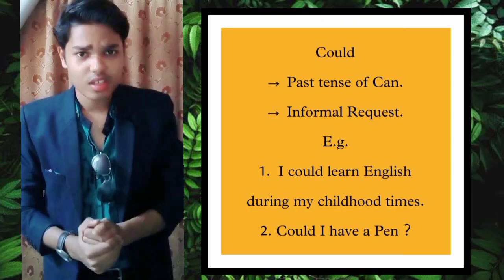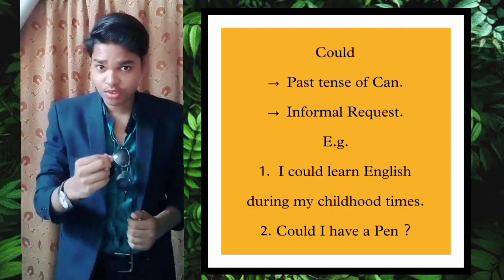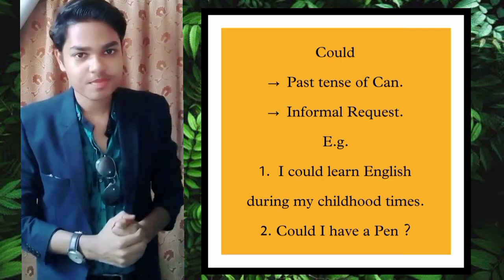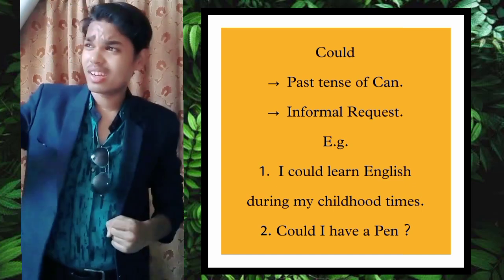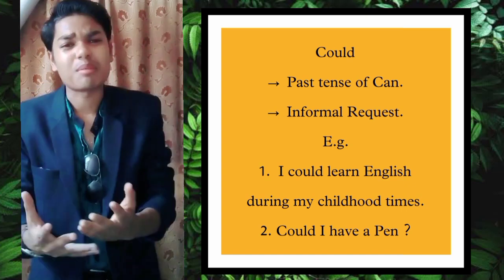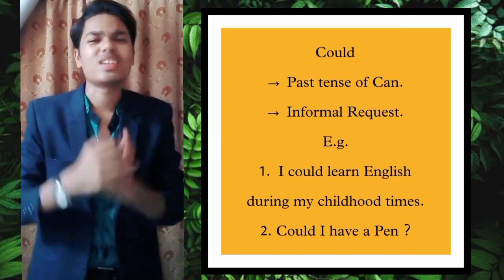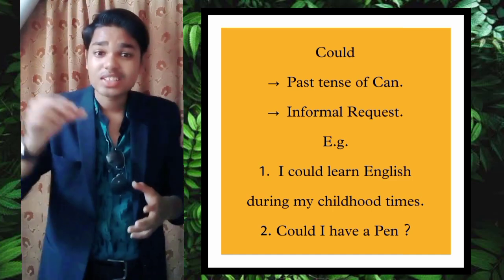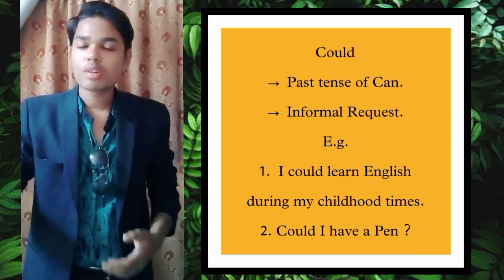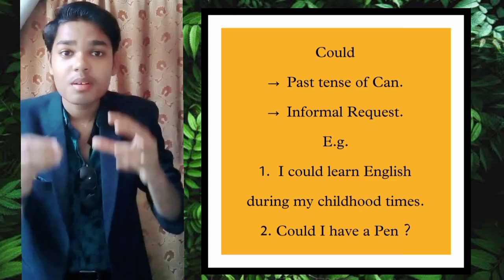Now come to the next point: what is the use of could? Could is generally used to show formal request and capacity in the past. I could learn English during my childhood. So here it is showing that you had some kind of capacity at that time. So the past tense of can is could. And one more thing, formal request in the present tense.